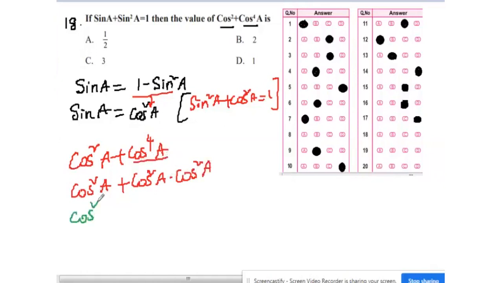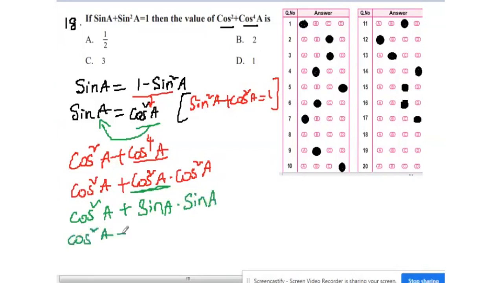So it will become cos square A plus, in the place of cos square A, I am replacing sin A. So it is nothing but sin A into sin A. Sin A into sin A is nothing but sin square A, and it is the first identity. The value is 1. Sin square A plus cos square A is equal to 1, or cos square A plus sin square A is equal to 1. So the correct option for this question is D. I am going to shade the option D for 18th question.